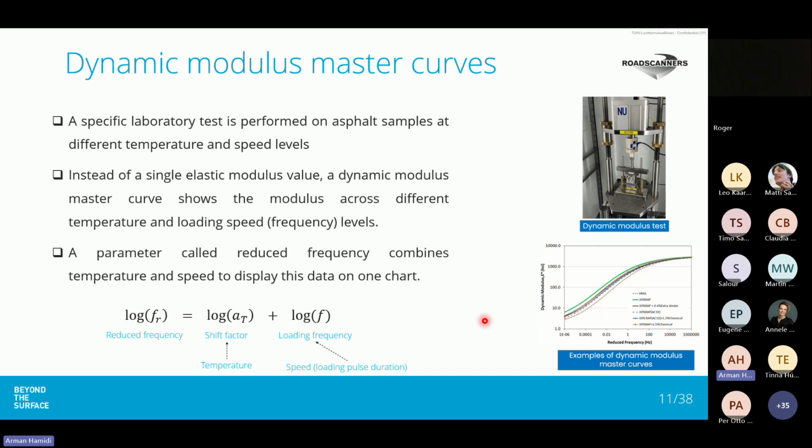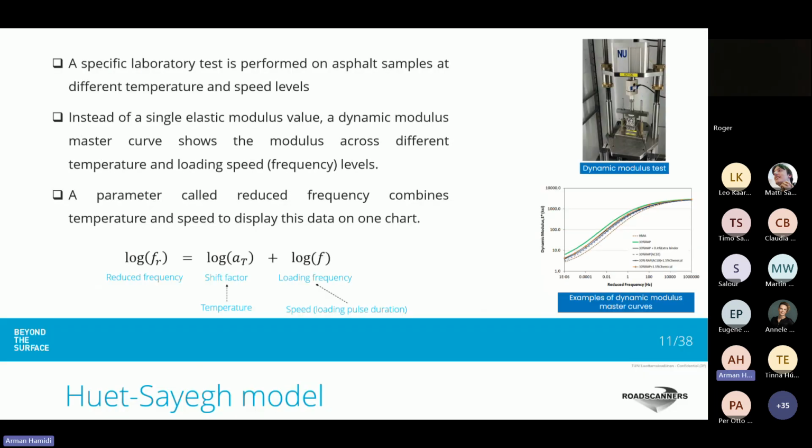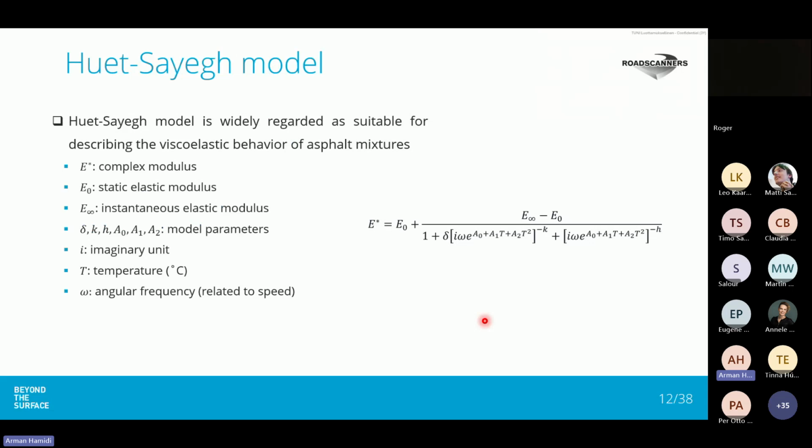So for each asphalt mixture, a separate master curve can be obtained. So this is regarding the representation, but how about the model? How about the equation that can be used to describe this dynamic modulus? There are different models that are used for describing the viscoelastic behavior, and one of the most famous ones, believed to be suitable for describing the linear viscoelastic behavior of asphalt mixtures, is the Huet-Sayegh model.